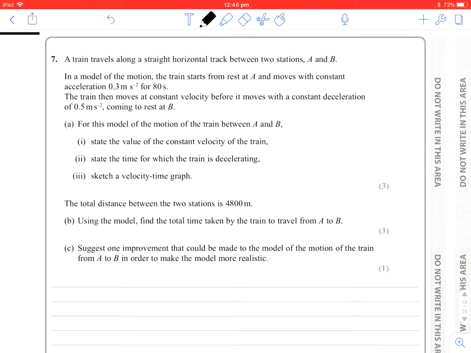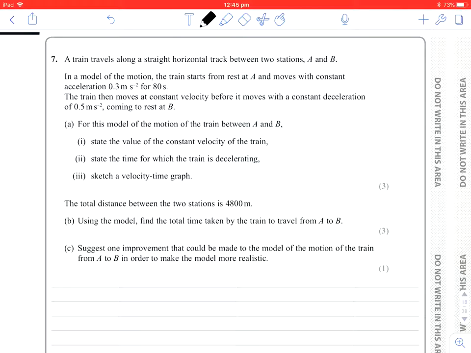May 2018 AS Applied Paper Question 7. A train travels along a straight horizontal track between two stations A and B. In a model of motion, the train starts from rest at A and moves with constant acceleration of 0.3 meters per second squared for 80 seconds.